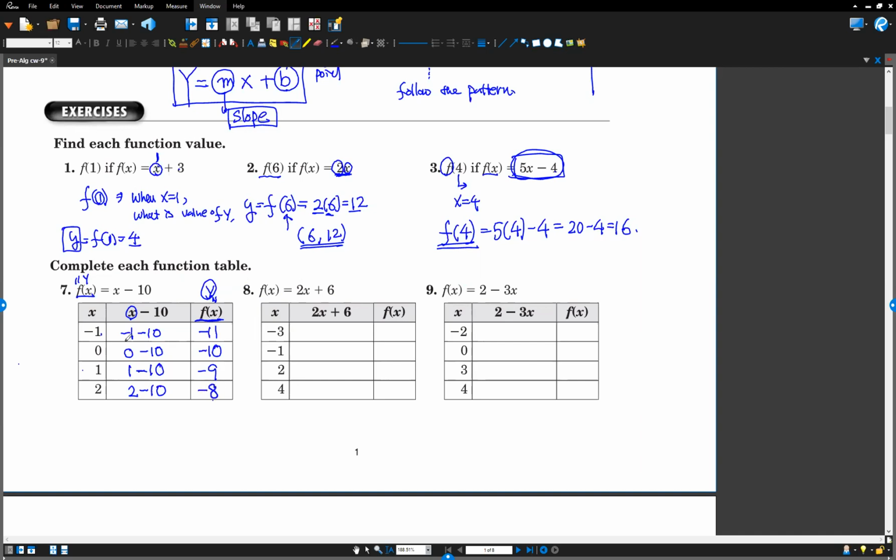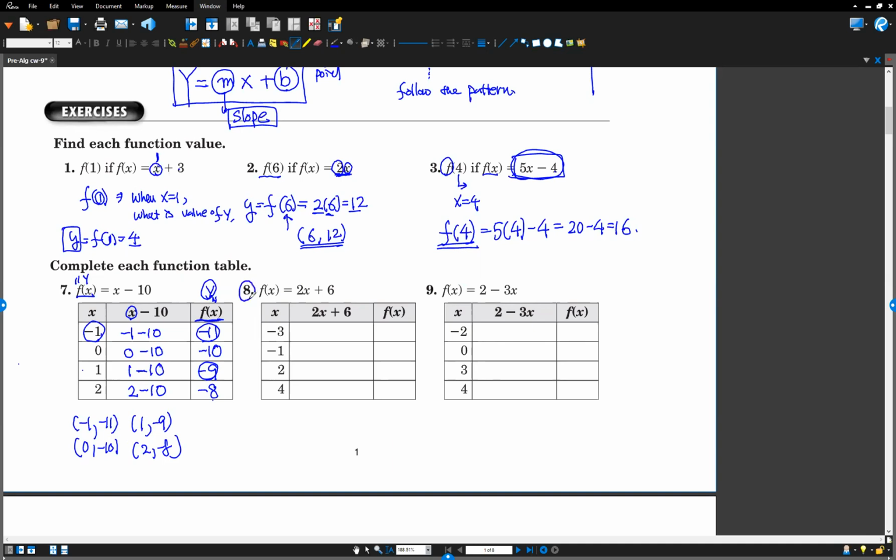Using this, these are the points. When x is -1, y is -11. When x is 0, y is -10. When x is 1, y is -9. When x is 2, y is -8. Using these 4 points, we can make a graph. We're going to make a graph after this. Just try one more over here.